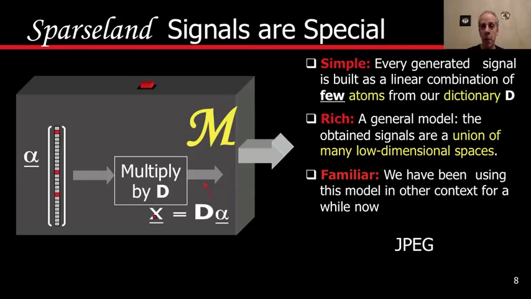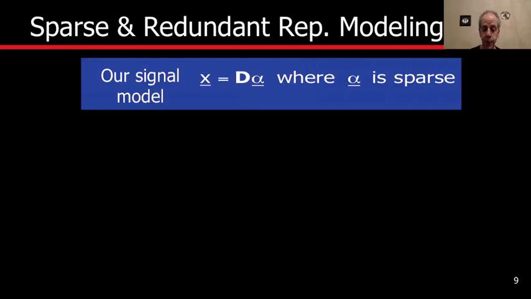Of course, it's not very practical, because imagine that you cannot put all the patches or all the images in one dictionary. That would be huge and it won't be very useful. But JPEG is, as we say, probably the most successful image processing algorithm, and is based on sparse representations. So that's what we want. We want a sparse representation of signals.